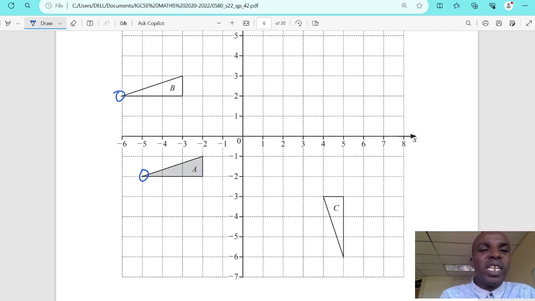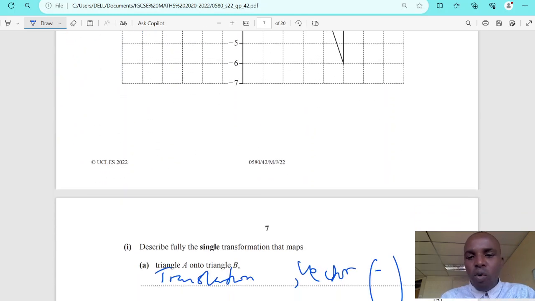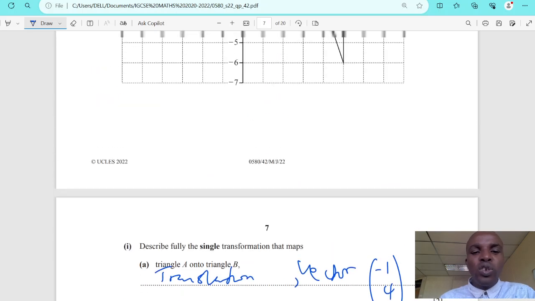So B, this point is what? -6, 2. Then minus original point is this one, -5, -2. Like this. Then -6 minus -5 is -1. 2 minus -2 is 4. This is the vector. -1, 4. Done. 2 marks.